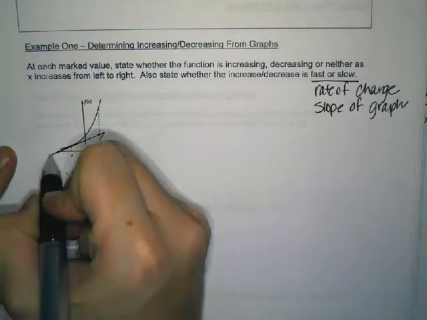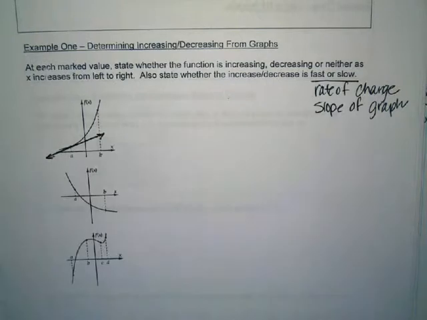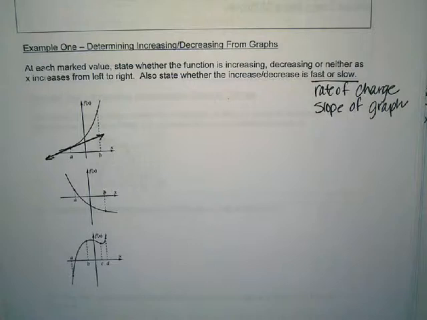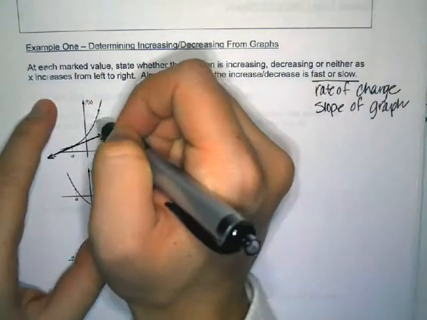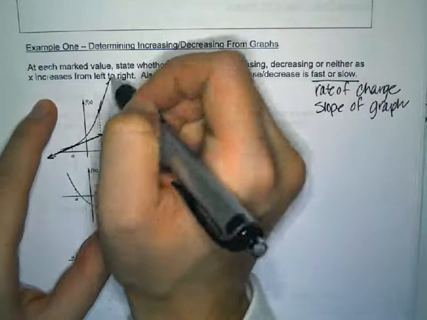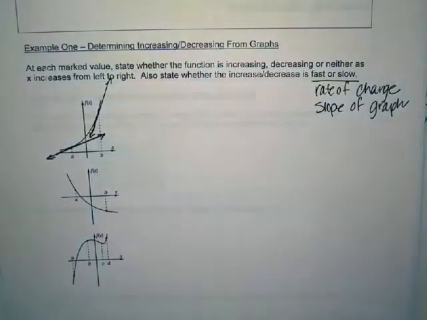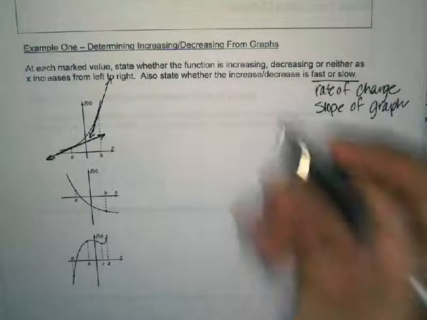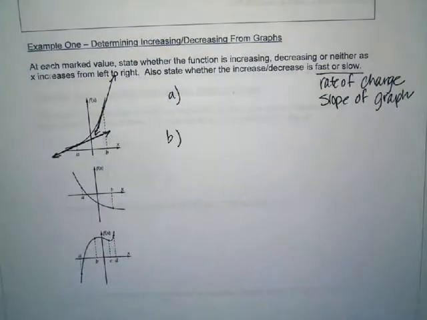And then we're going to do the same thing over here. At that next point, draw in a line that follows the slope of the graph. Now, from these tangent lines, there are 2 questions we have to answer. For point A, we have to talk about whether the function is increasing, decreasing, or neither at that point. And then, if it's increasing or decreasing, we have to describe whether it's fast or slow.